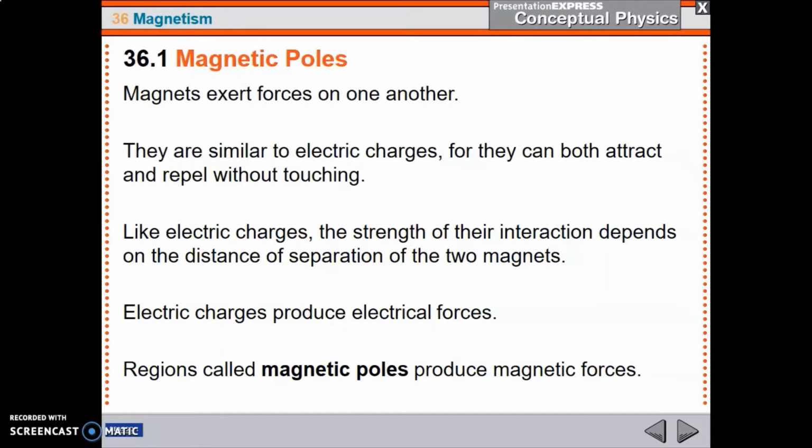Electric charges produce electrical forces, and regions called magnetic poles produce magnetic forces. So you have a magnetic pole, and that's what makes a magnetic field.